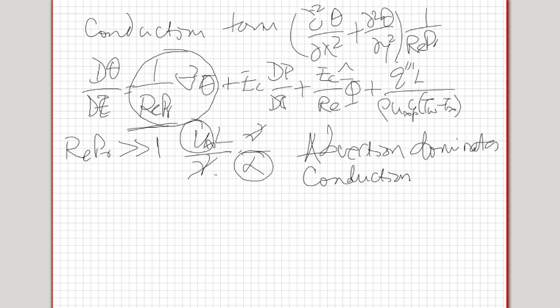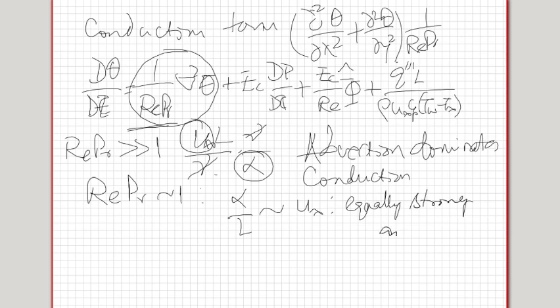So when RePr is of the order of 1, then you would have alpha by L is of the same order as U infinity. Then equally strong advection and diffusion. And the other extreme, when RePr is much less than 1, is conduction dominated.